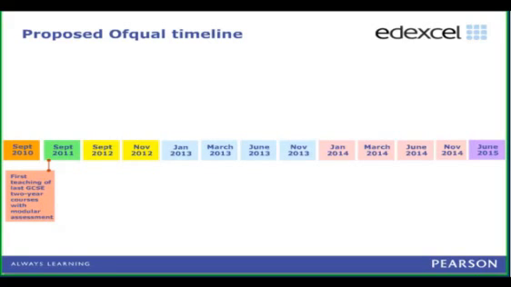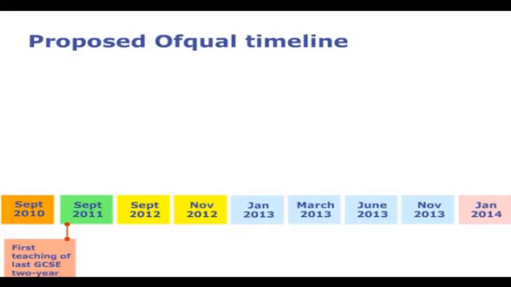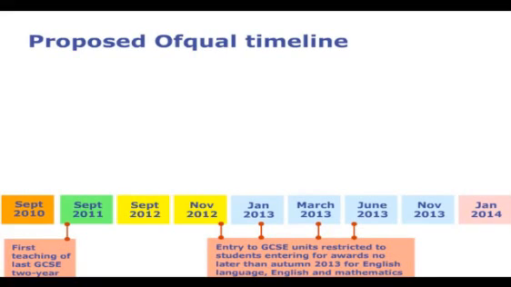This one starts back in September 2010, but September 2011 was the first teaching of the GCSE courses with modular assessment. So some of you might be halfway through a GCSE statistics, for instance, if you're doing it over 2 years. I know a lot of people do it over 1 year. That's when they began.